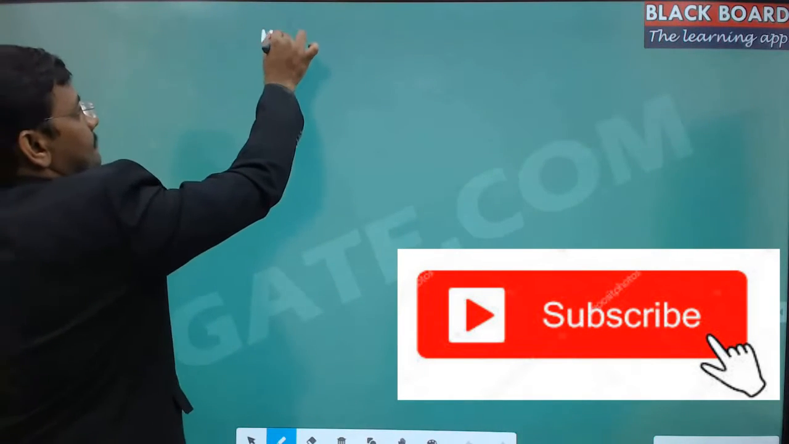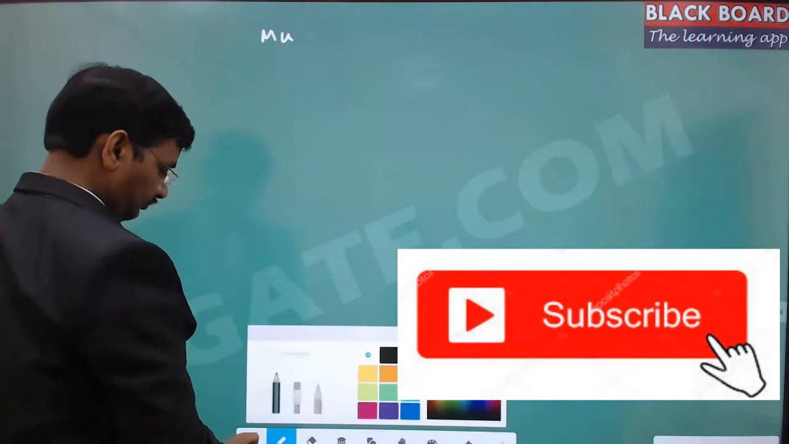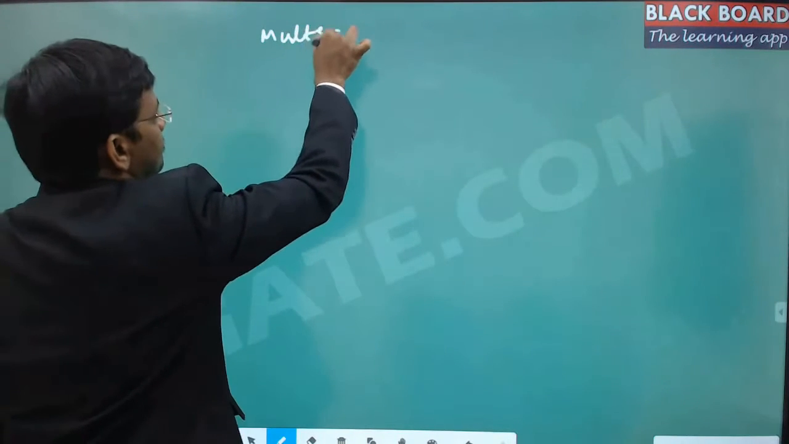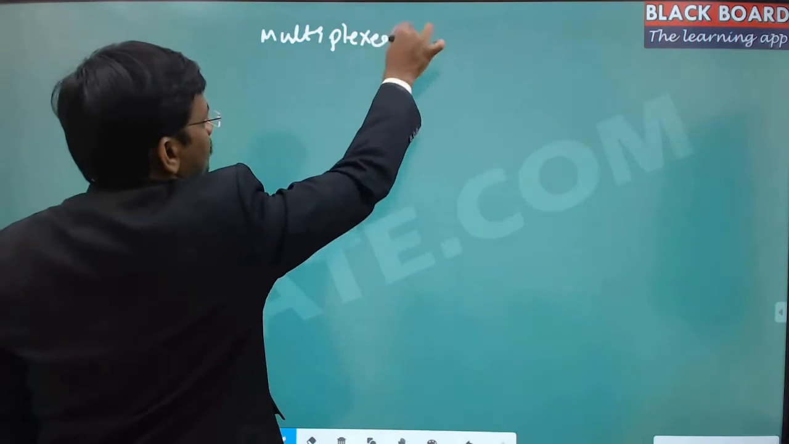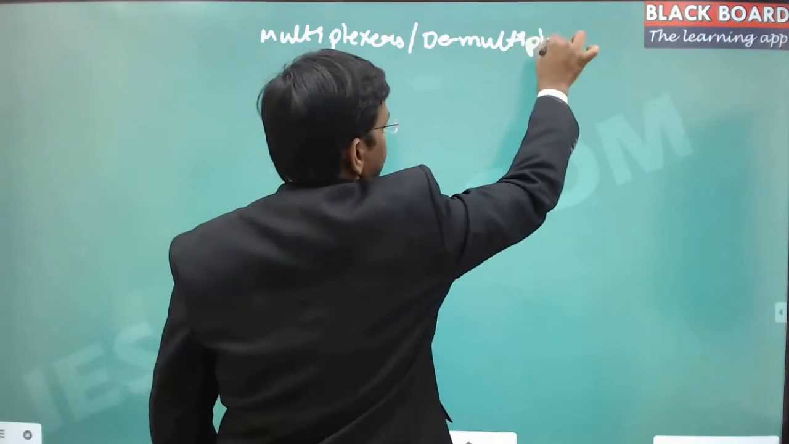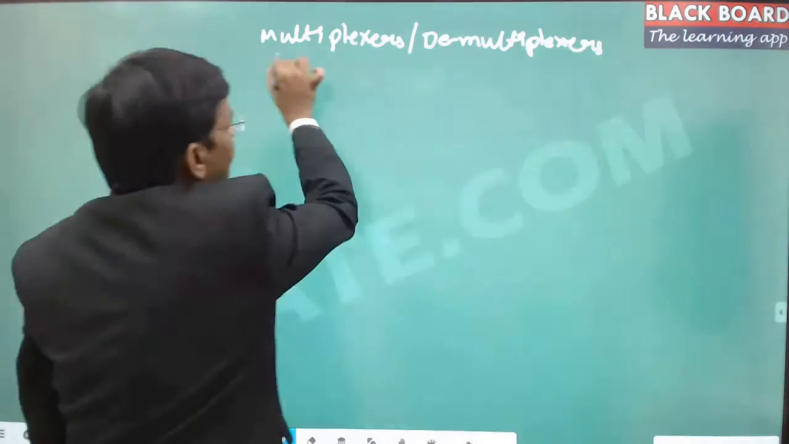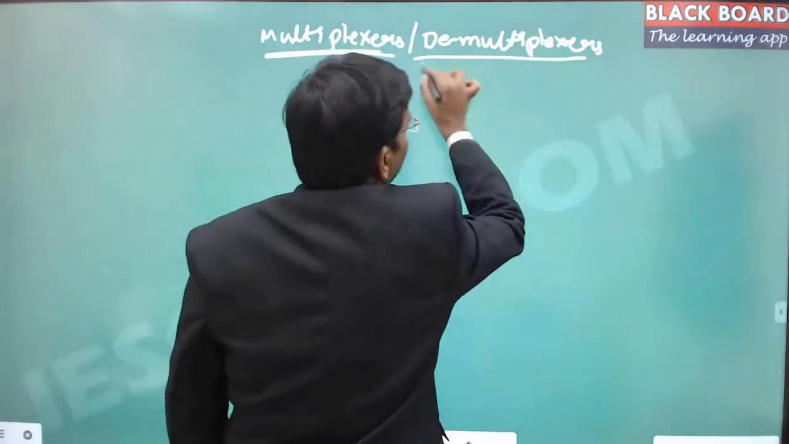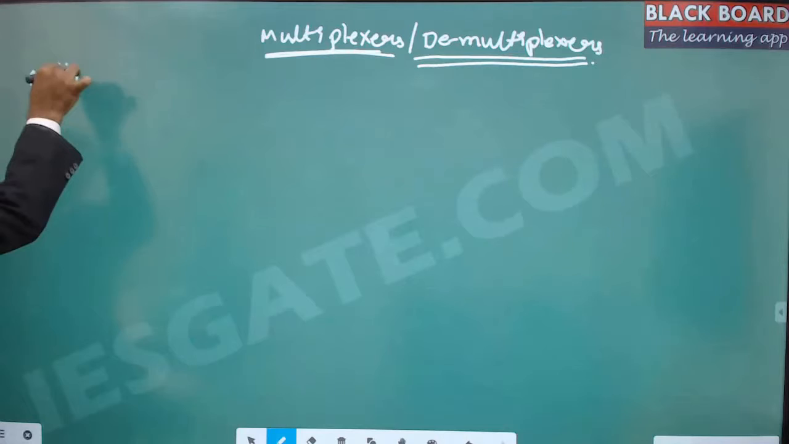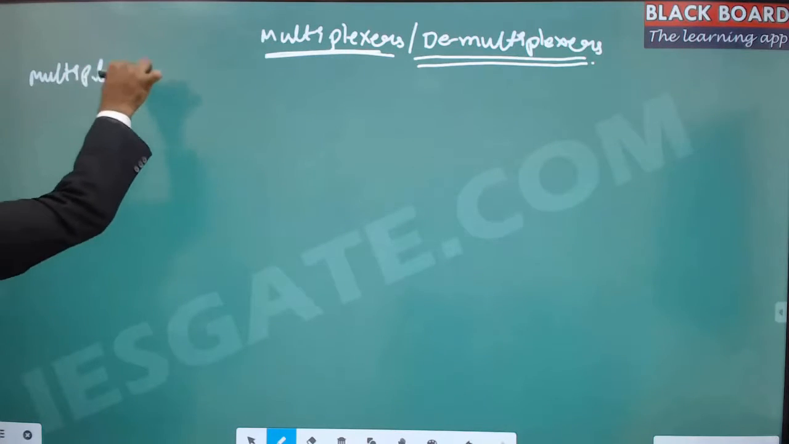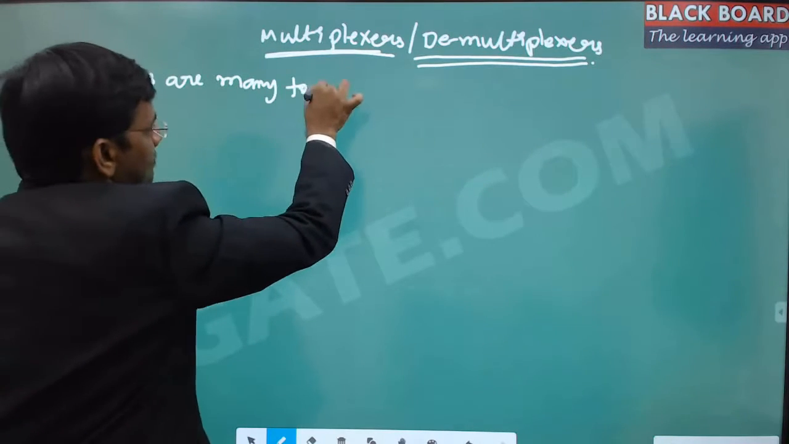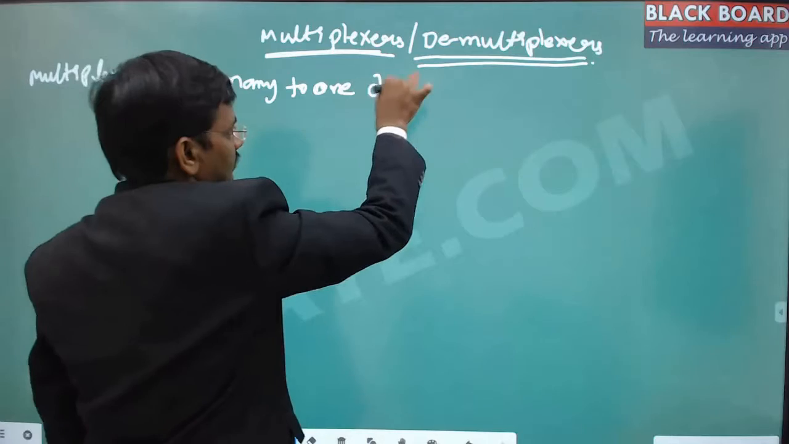Multiplexers and demultiplexers. Right? So multiplexers are nothing but many to one data selectors. Many to one data selectors.